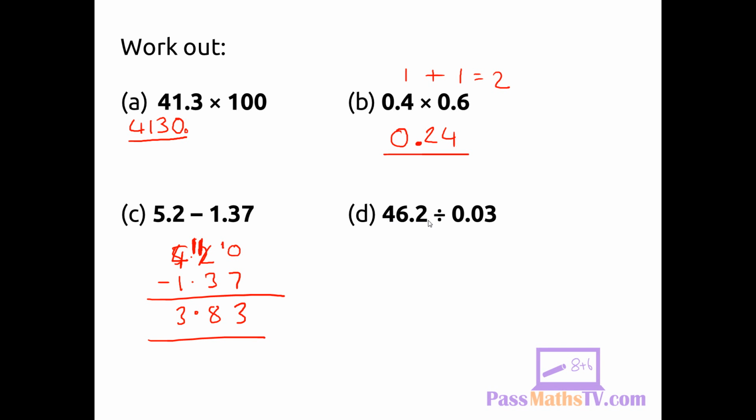If I times 46.2 by 100, I end up with 4620. And if I multiply 0.03 by 100, I end up with 3. I'm left with 4,620 divided by 3. So I just simply divide those two.